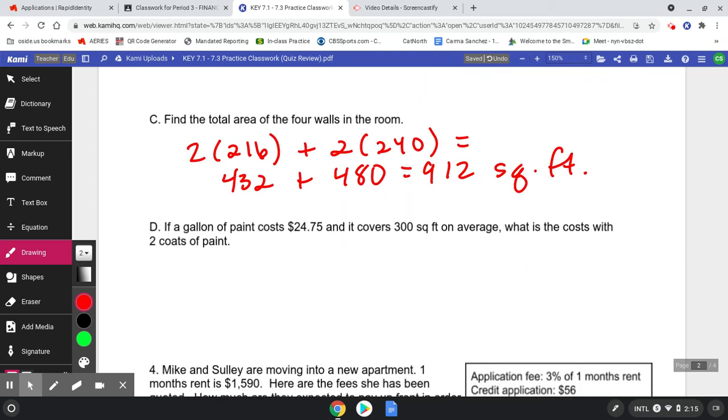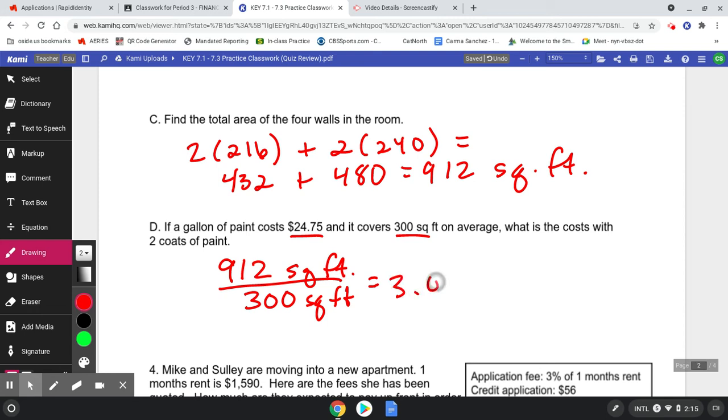Now is the cost of the paint. If a gallon of paint costs $24.75 and that covers 300 square feet on average, what are we going to have to pay for 2 coats of paint? So if I take the 912 square feet and divide that by the 300 square feet of coverage, 912 divided by 300, that's giving me 3.04.